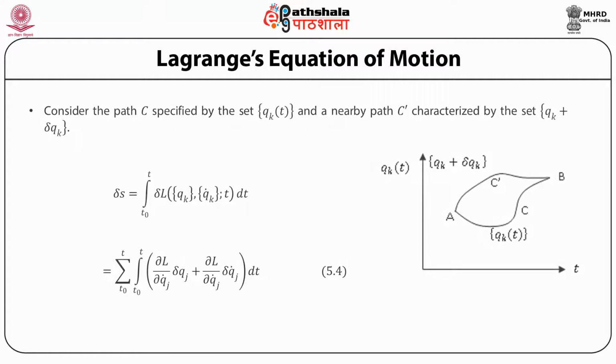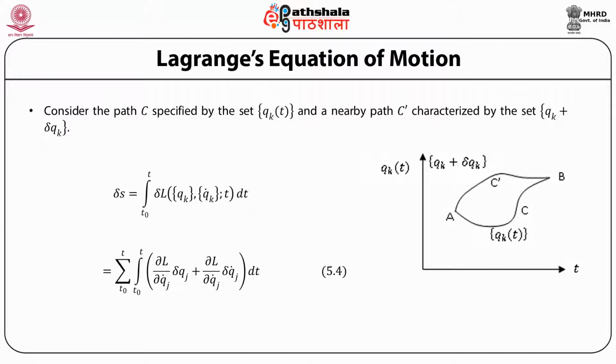So, let us now, from the definition of the action, find out the condition under which this action is minimum. Consider a two-dimensional plot in the time and the kth generalized coordinate plane. The dynamical system evolves from A to B, let's say along the path C, on which the generalized coordinates are given by the set qk(t). Now consider a nearby path C prime, which is characterized by the generalized coordinate set qk plus delta qk, where delta qk is a small variation from the path qk.